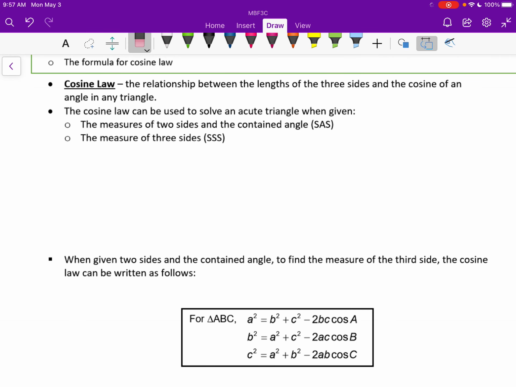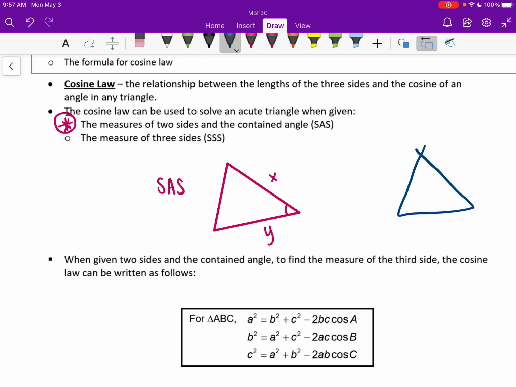And I'll actually draw it out so that we can keep it. So you can use cosine law if you're given these two, or, so I'll put this over here, this would be side, angle, side, or when you're given all three sides and no angle. So if you're given x, y, and z, right, this is side, side, and side.